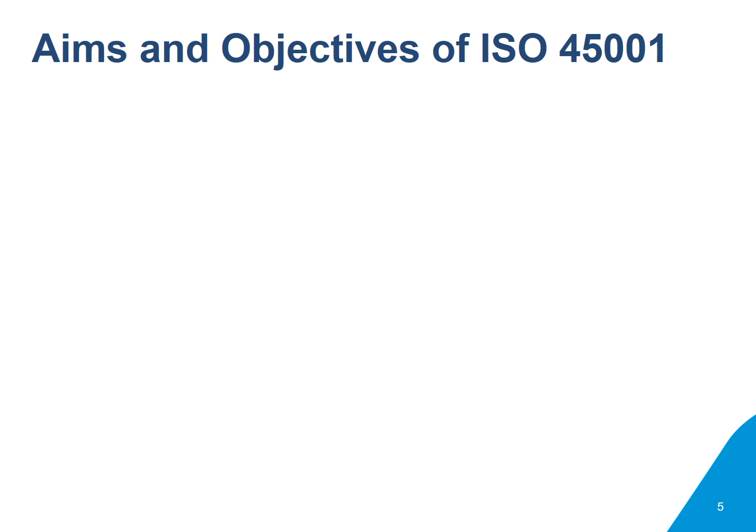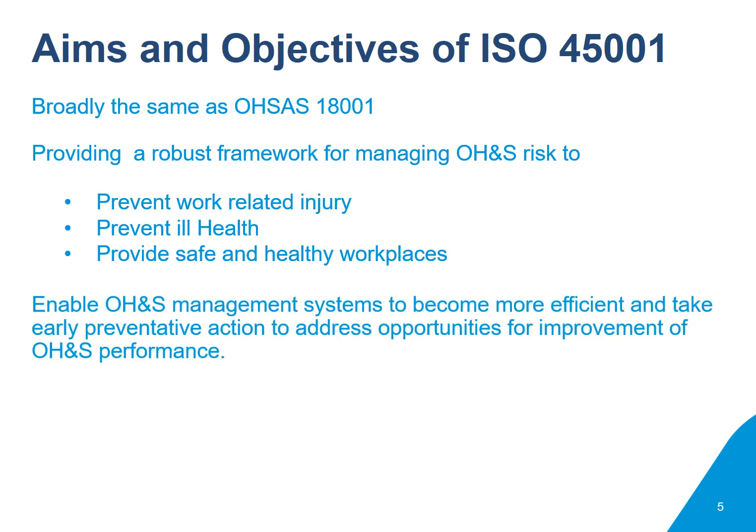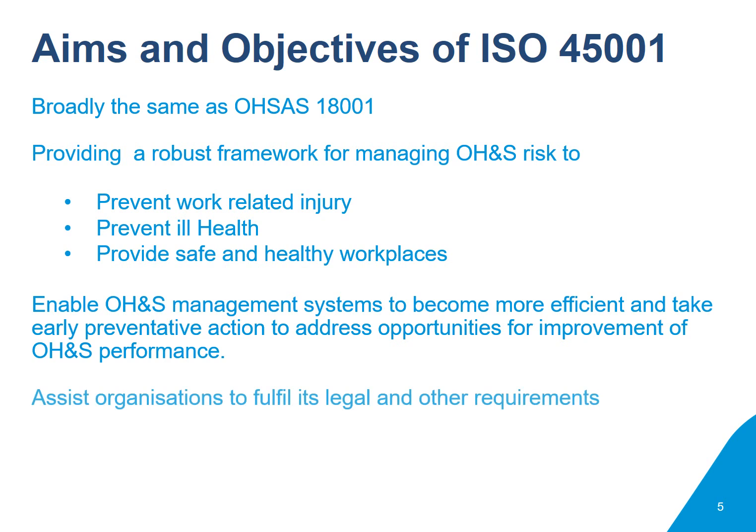So looking at our aims and objectives of ISO 45001, the objectives are broadly the same as OHSAS 18001. We are looking for a risk-based, robust framework for managing occupational health and safety risk, preventing work-related injury, preventing ill health, providing safe and healthy workplaces, and also addressing opportunities for improvement as soon as we possibly can, and obviously fulfilling our legal and other requirements.